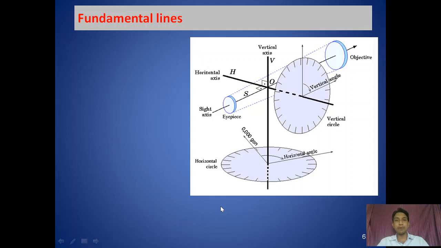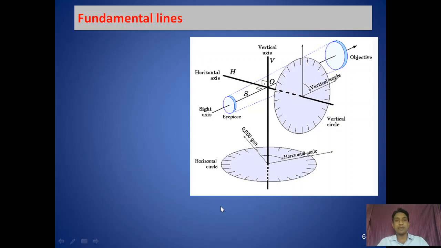Due to time bounding, I have divided the lectures into two parts, part 1 and part 2. So in part 2, we will learn about the fundamental lines. In the previous part, we have learned about the components of theodolite, their uses and the uses of theodolite. So we'll start with fundamental lines.